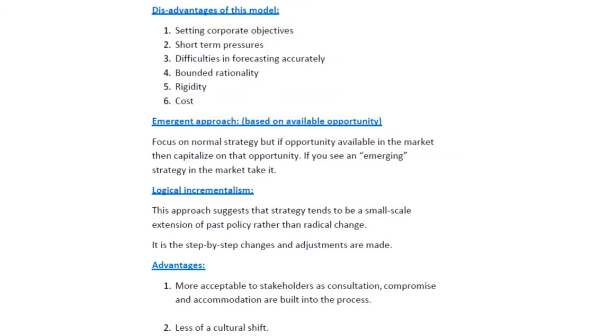Second method I can look at is the emergent approach. So if I don't want to follow the rational model, I follow the emergent approach, which means I look for an opportunity in the market and I take it. So my business has a set plan.